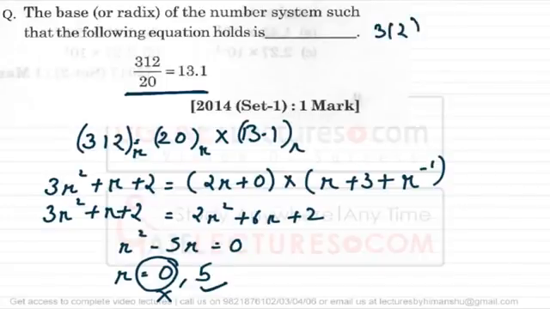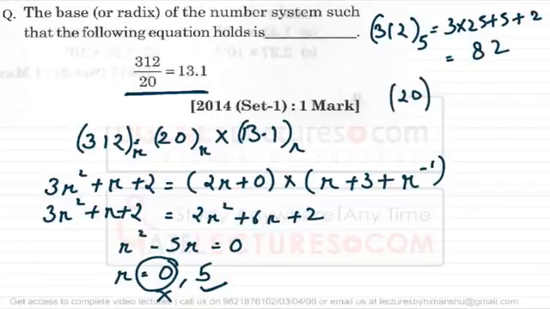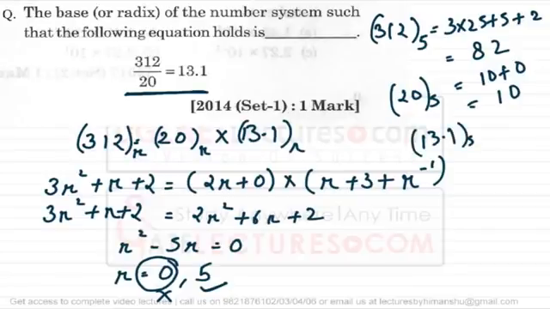So 312, if you take this number as a number in base 5, you get it as 3 into 25 plus 5 plus 2, which is 82. 20 in base 5 would be 10 plus 0, which is 10, and 13.1 would be 5 plus 3 plus 5 to the power minus 1, which is 8.2. And also 82 by 10 is going to be 8.2. So the answer is correct, which would be 5.